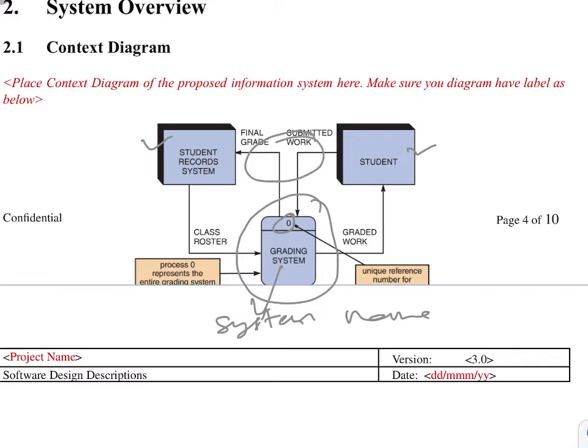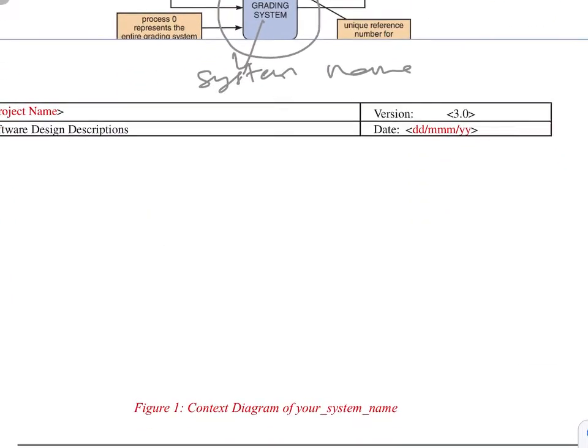For example here, kalau dalam gambar ni, example student record system, kita ambil student lah. Student has 2 data flows. The first one is submitted works, and the other one is graded work. So ada 2 data flow kat situ. So in your DFD, there must also be 2 data flows for student, one going in and one going out.